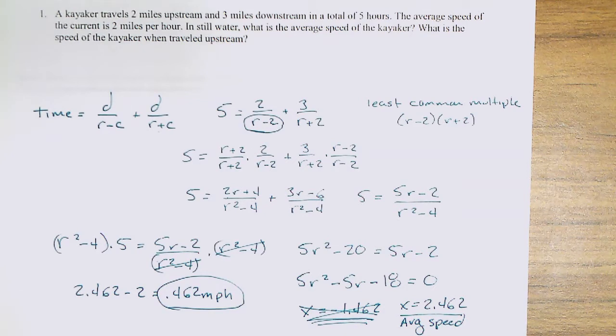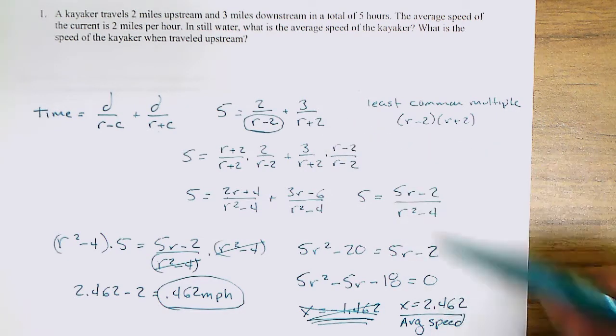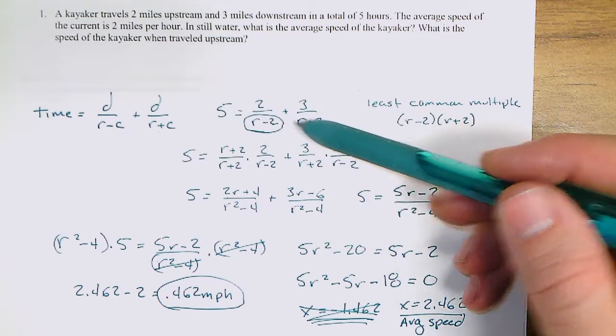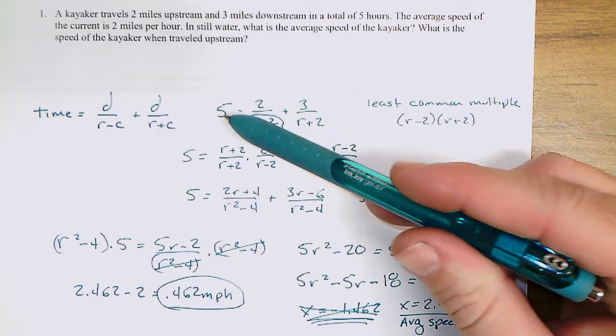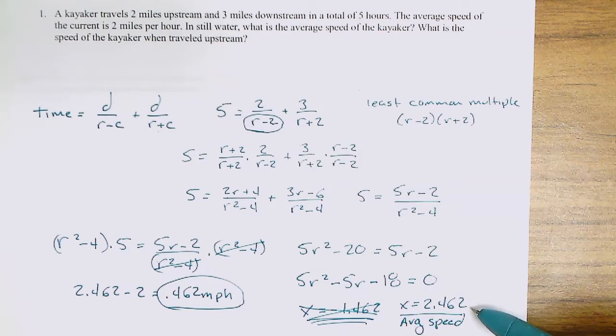And if we wanted to, we could double check this. If you take this 2.462, which is the kayaker's average speed, his rate, and plug it in for this r and this r, and solve these two fractions, you would end up with 5. So average speed in still water, 2.462 miles per hour. Average speed upstream, 0.462 miles per hour. So a little under half a mile an hour, pretty darn slow.